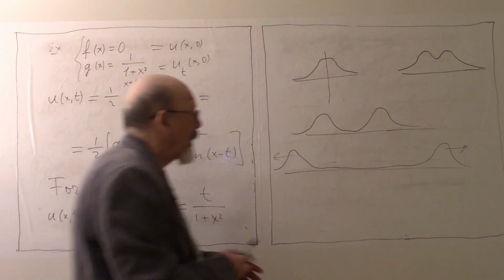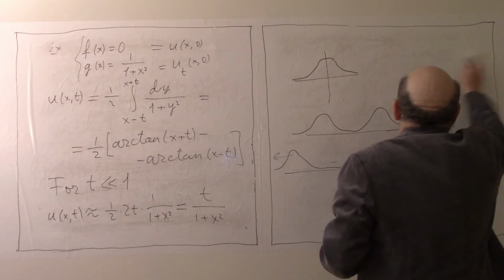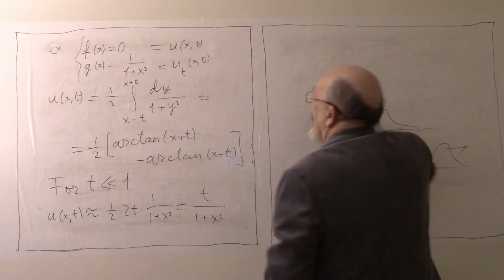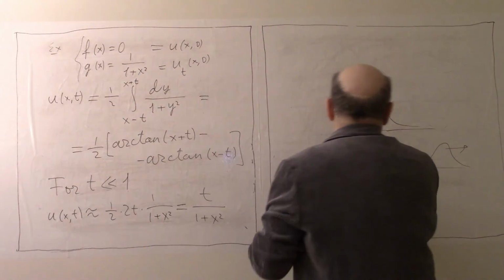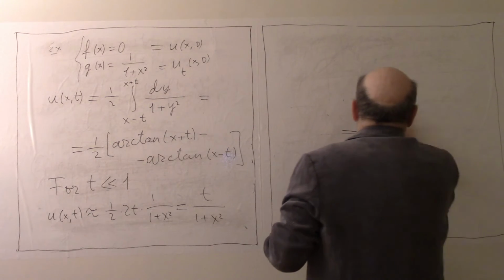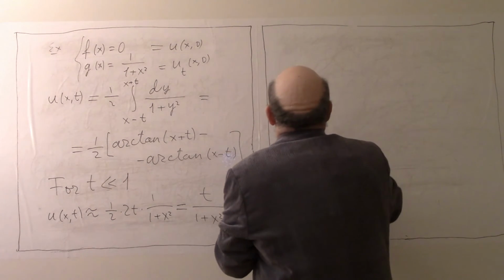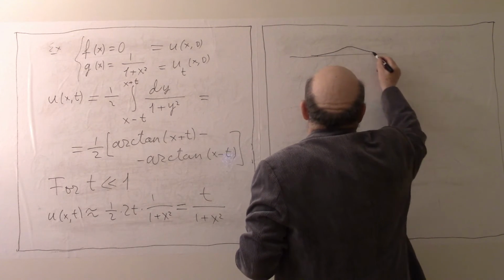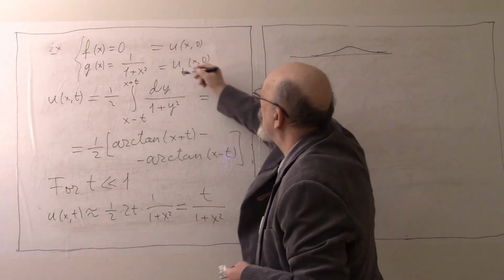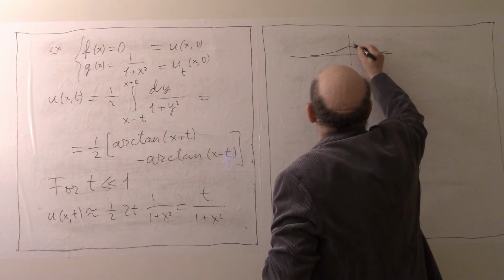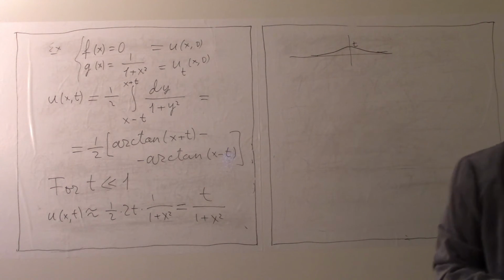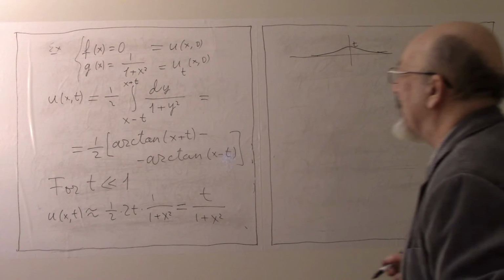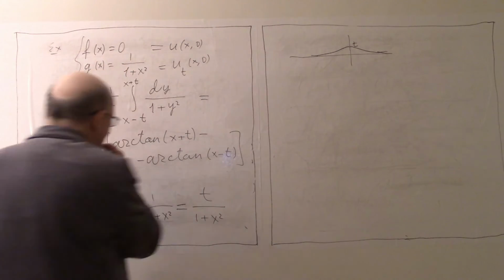So if you give a kick, an initial velocity which has the form 1 over 1 plus x squared, then no wonder that initially for small t our solution will look like the derivative u_t times t. So this will be the shape of our solution for small t, approximately. But now it is interesting to consider what happens at large t.